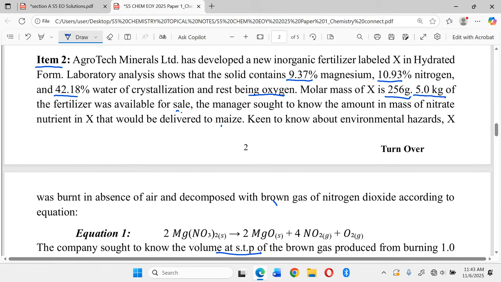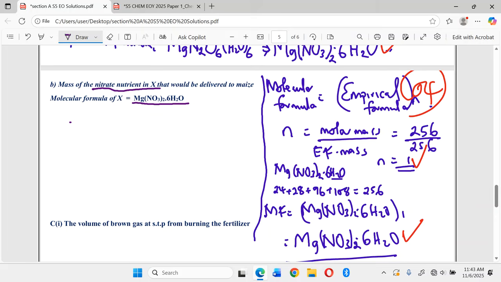The manager wants to know the mass of nitrate nutrient in X that will be delivered to the maize. The total mass of the fertilizer present is 5.0 kilograms. Now if we have 5.0 kilograms and you want to know the nitrate, we have 2 molecules of nitrate fertilizer, so we can determine its mass.